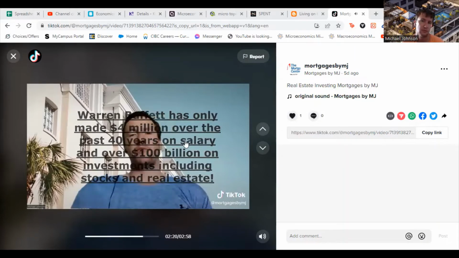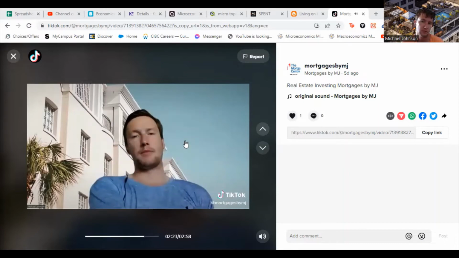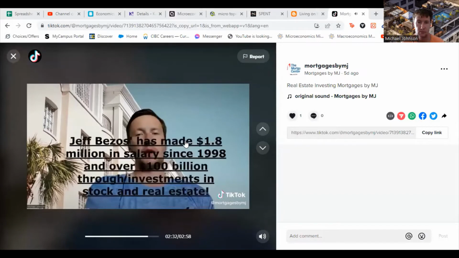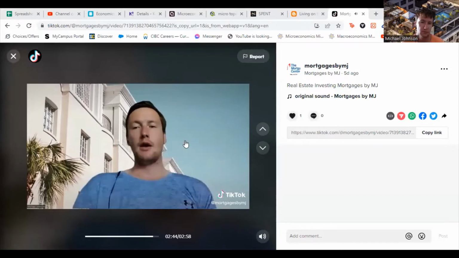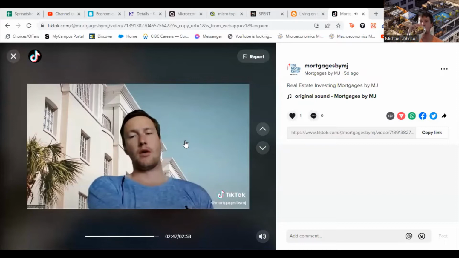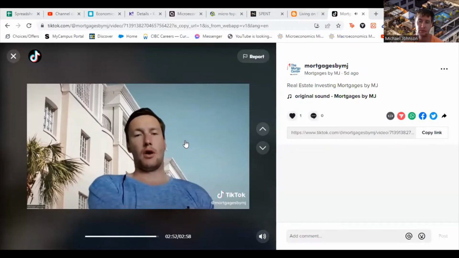And then Jeff Bezos, his base salary since 1998 has been $81,840 from Amazon. And he made about $1.8 million in salary during that period. And today, his net worth is over $100 billion, and that's almost 100% through investments and almost 0% through salary. So the moral of the story is investments are where over 99% of all money is made, and you can do that through real estate.